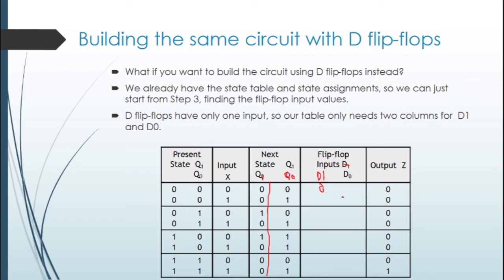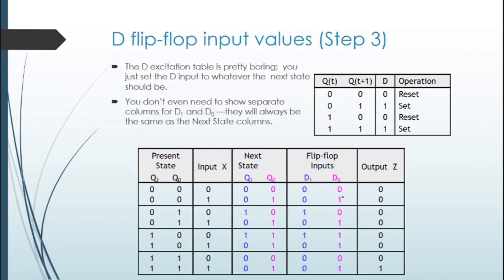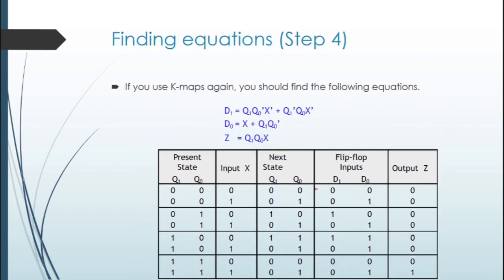So from here we can actually generate whatever the values we are needing for these D1 and D0. They can be the function of input X and the present states Q1 and Q0. So from here we actually generate the values of D1 and D0, which are the inputs of the flip-flop, and that we can actually get from the K-maps.